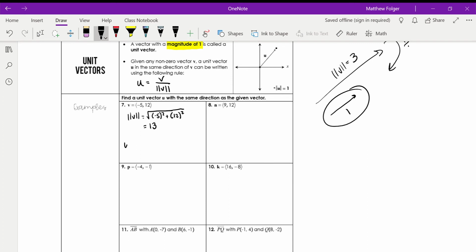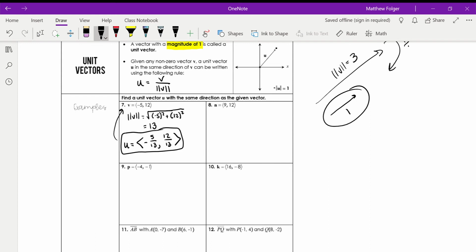So let's write down what the unit vector is going to be. The unit vector is going to be both of these divided by whatever the magnitude is. So it'll be negative 5 over 13, comma, 12 over 13. There we go. So there is the unit vector. Again, the idea of a unit vector is that this vector is exactly 1 long, but it's going in the exact same direction as that vector. Okay, so that's the concept here.